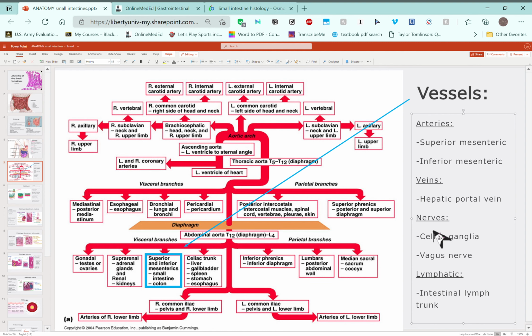The nerves that are attached to the small intestines are the celiac ganglia as well as the vagus nerve, which is the wandering cranial nerve. The lymphatic vessels of the small intestines are the intestinal lymph trunk.